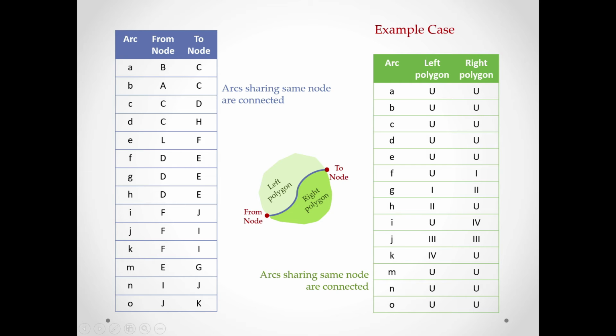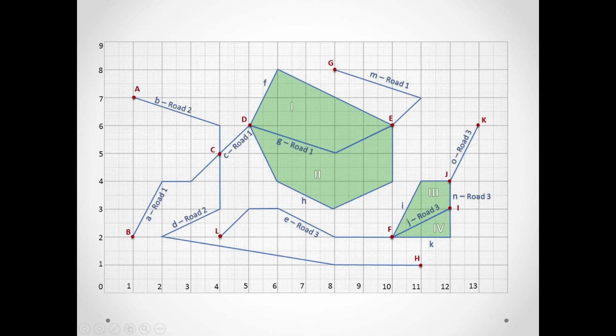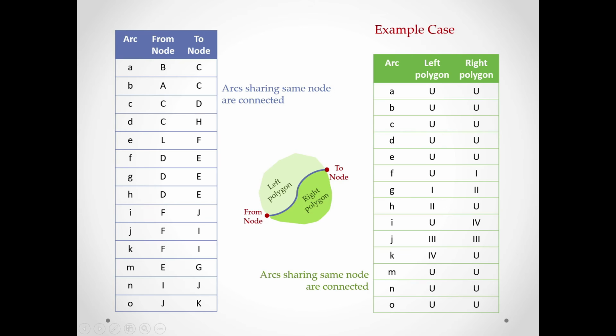Here also, for the polygon, for arc A we record the left polygon and the right polygon. Something which is beyond the boundary is called the universe. That's why it is represented by universe, from left polygon universe to right polygon universe.